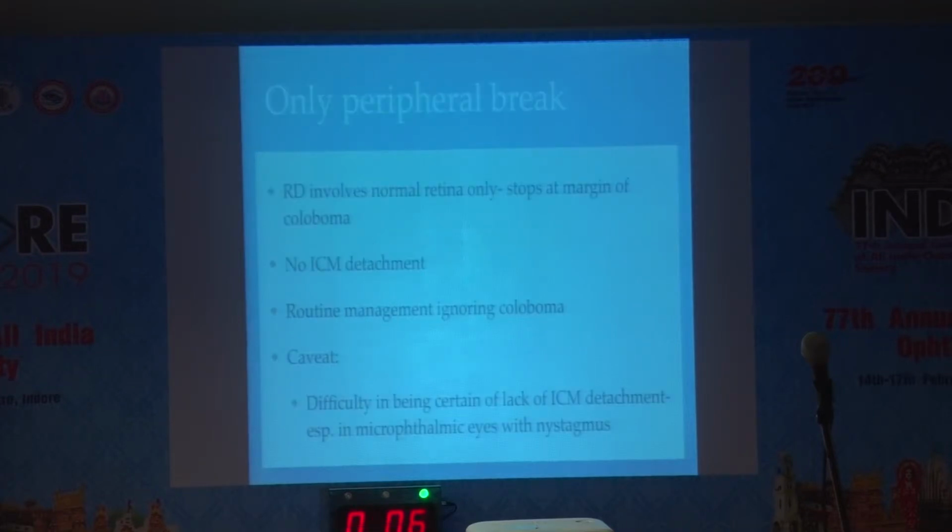If you have only a peripheral retinal break, what do you expect? You expect the detached retina to involve only the normal retina, and it stops abruptly at the coloboma margin. There is no intercalary membrane detachment, and routine management is possible in these cases, ignoring the coloboma, because the cause of detachment is unconnected with the coloboma itself. But you must be sure that there is no ICM detachment. If you are not sure, you better assume that the coloboma could be contributing potentially and manage appropriately. What to do in that situation we'll come to later.